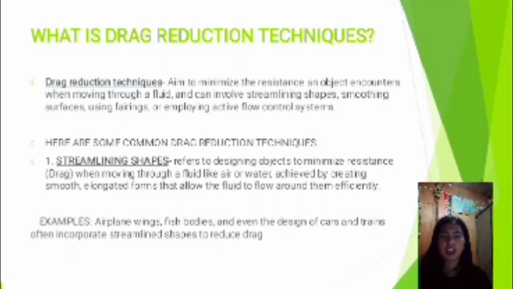First is the streamlining shape. It refers to designing an object to minimize resistive drag when moving through a fluid like air or water, achieved by creating smooth, elongated forms that allow the fluid to flow around efficiently. So, ang ating streamlining shape, ito naman yung parang gina-minimize niya yung shape ng ating objects. Like for example, the airplane.